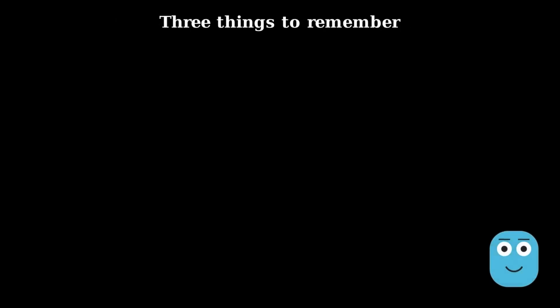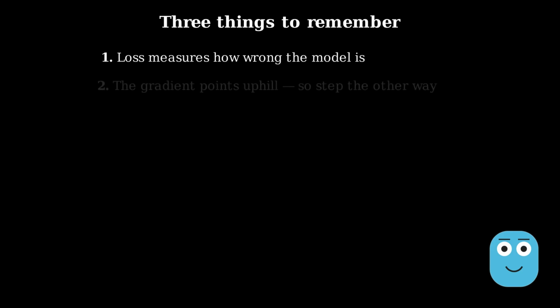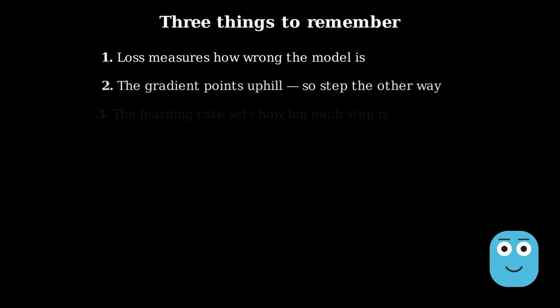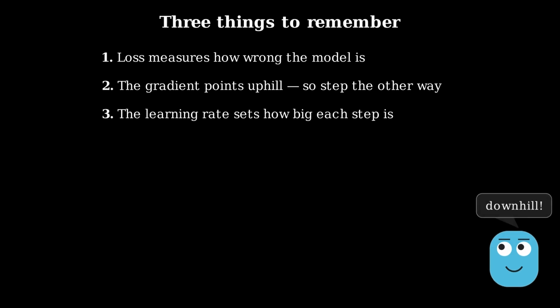So 3 things to remember. 1, loss measures how wrong the model is. 2, the gradient points uphill, so you step the other way. 3, the learning rate sets your step size. One equation, a billion parameters, the same idea.